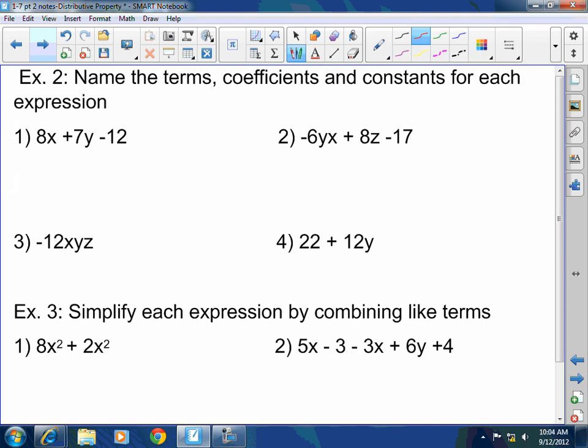Okay. What are the terms for number 1? The terms are 8x, 7y, and negative 12. What are the coefficients? 8 and 7. What are the constants? Negative 12.